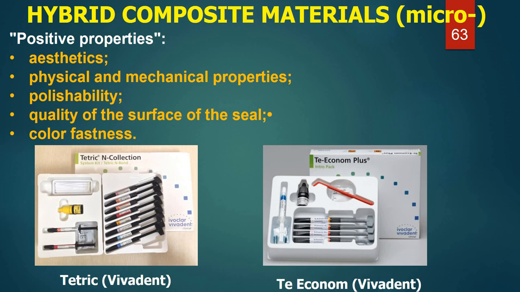Hybrid composite materials, micro. Positive properties: aesthetic, physical and mechanical properties. Polishability. Quality of the surface of the seal. Color fastness. And representatives, it is Tetric and Tetric Econom Plus.